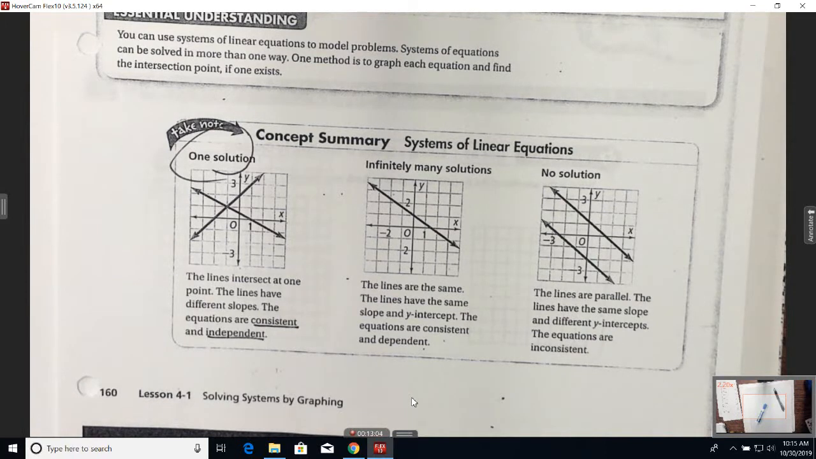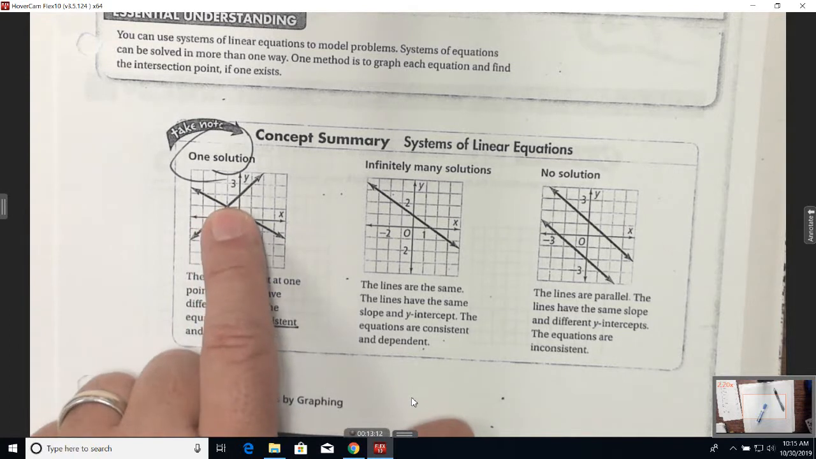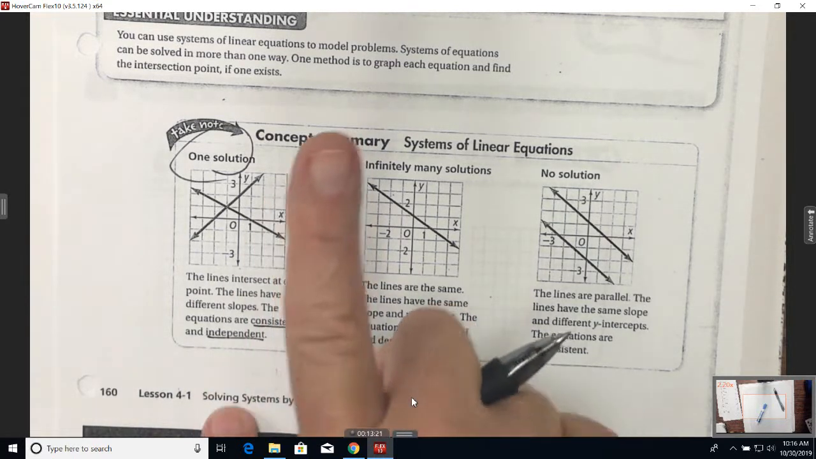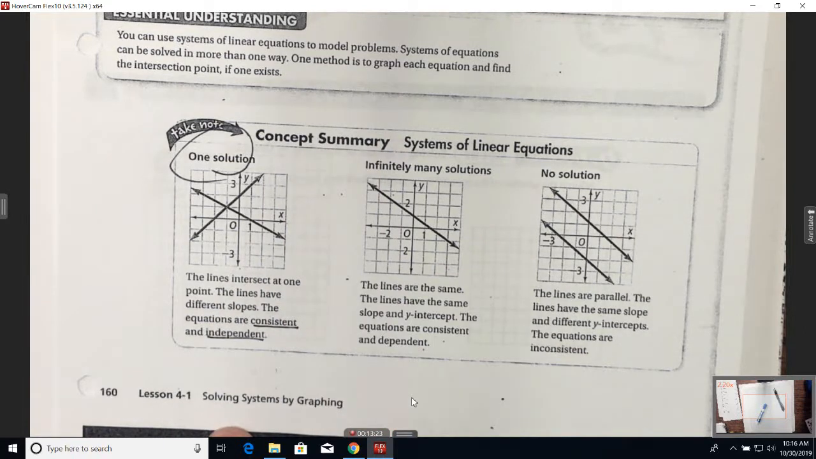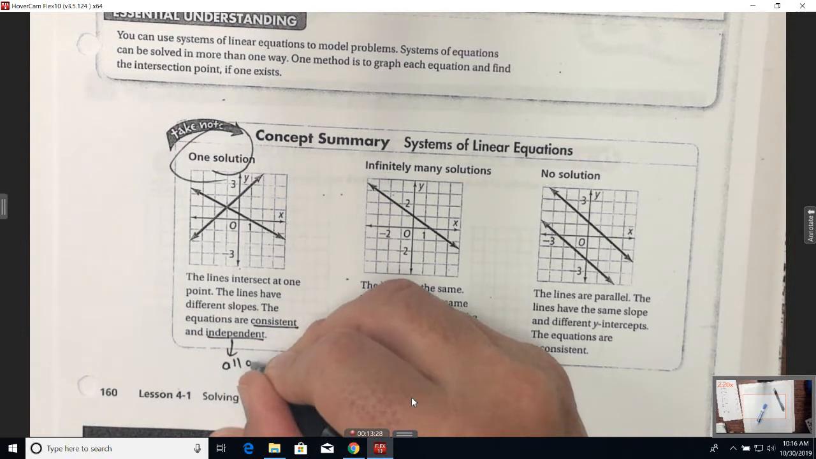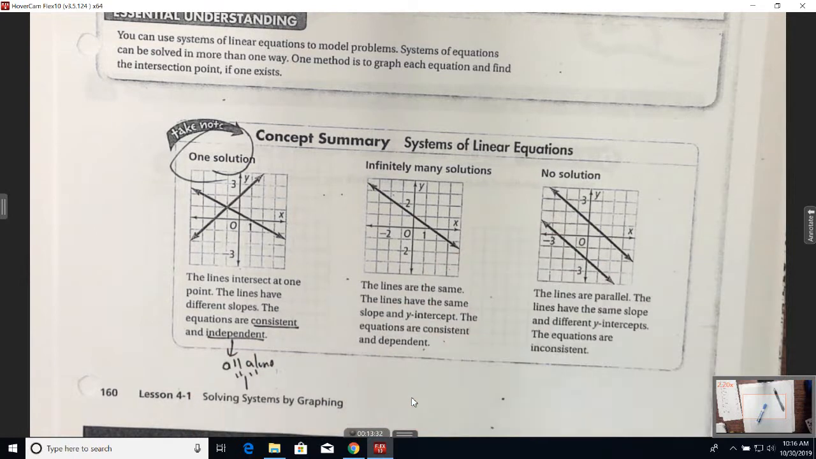Okay, let me explain that a little bit further. What does consistent mean? Consistent means at least one solution. Does this have at least one solution? Yes. Independent means that you stand alone, all by yourself, the one of you. So independent means all alone, right? All alone or just one. So that's why that's called an independent consistent system.